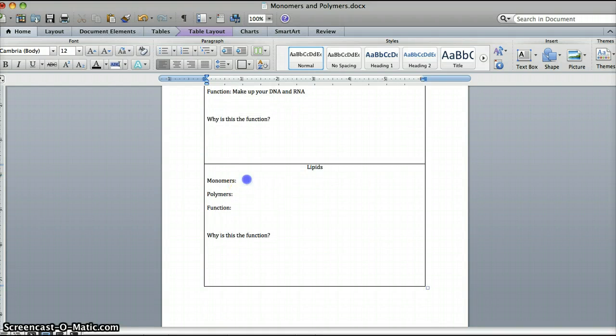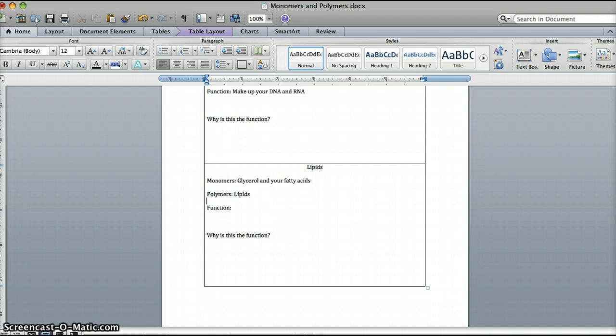Now your lipids. Your lipids are also known as fats. So what are the monomers of lipids? Your monomers are glycerol and fatty acids. And these all form together to make your lipids.